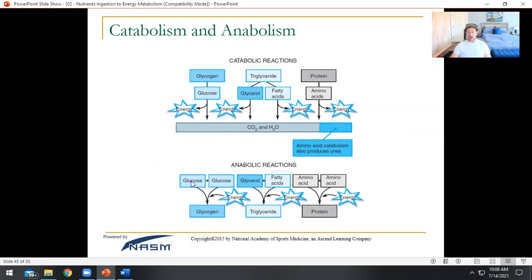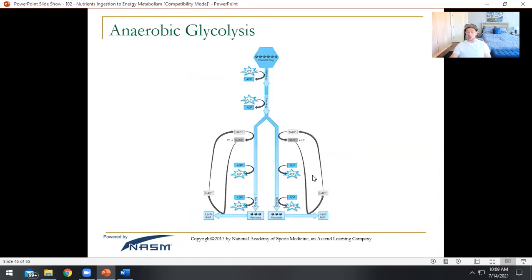Anabolic reactions are the opposite, right? If you took glucose and added some more glucose and your body created some glycogen, boom, that took a little bit of energy in order for that to happen. And so that's an anabolic reaction. If you were to take a little bit of glycerol and some fatty acids and make a new fat cell, create a triglyceride, boom, that also takes a little bit of energy, right? Or if your body assembles some amino acids to make a new protein, that also requires energy. So catabolic reactions release energy, anabolic reactions use energy to build stuff up.